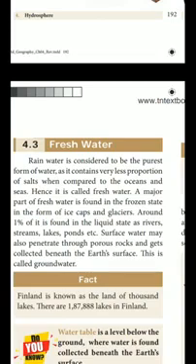Surface water may also penetrate through porous rocks and get collected beneath the earth's surface. This is called groundwater. So, what is called groundwater? The surface water also penetrates through porous rocks and gets collected beneath the earth's surface. So, this is called groundwater.